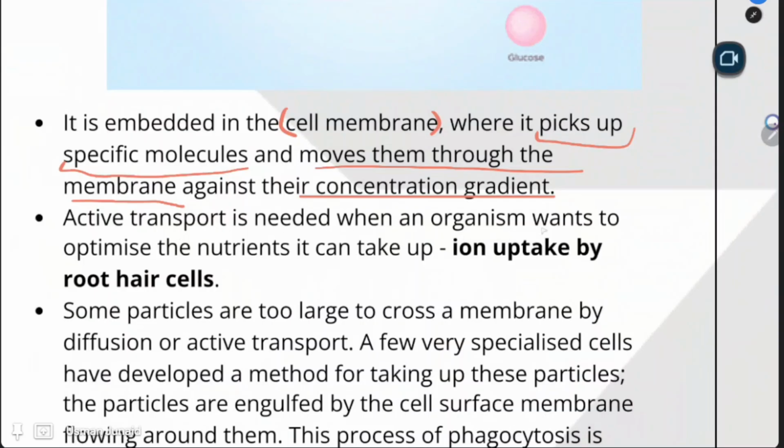Active transport is needed when an organism wants to optimize the nutrients it can take up by ion uptake. For example, ion uptake by the root hair cells. Ions like magnesium and some other minerals are present in the soil, and they're already in a high concentration within the root hair cell. However, they're still required in a larger amount by the plant. So the root hair cells will expend energy in order to take them up anyway. This is an example of active transport.